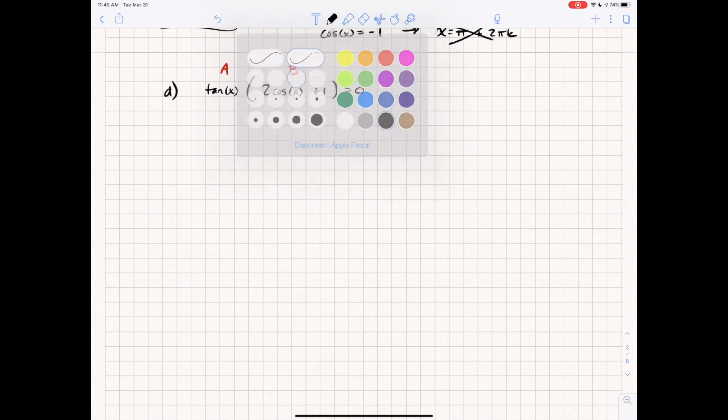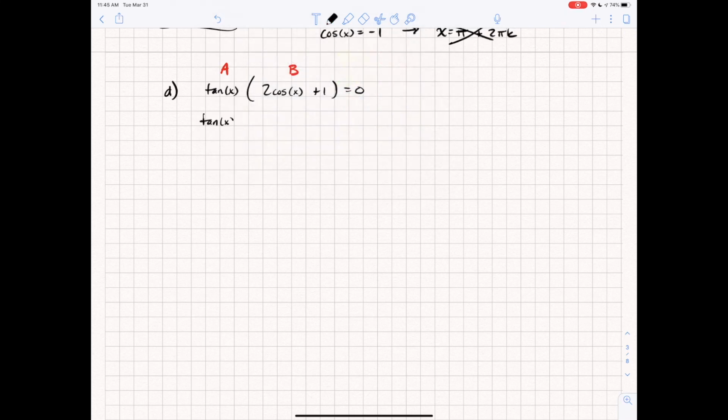So zero product property tells me to take tangent x and set it equal to 0 and solve that, and then to set 2 cosine of x plus 1 equal to 0 and solve that. Any x's that I get would be solutions to the original problem. So let's start with tangent x is equal to 0.